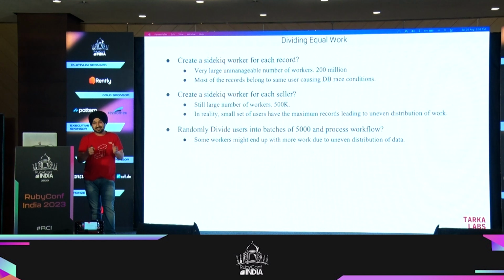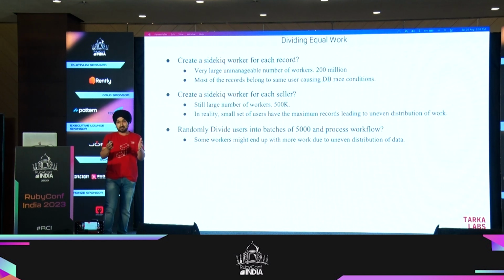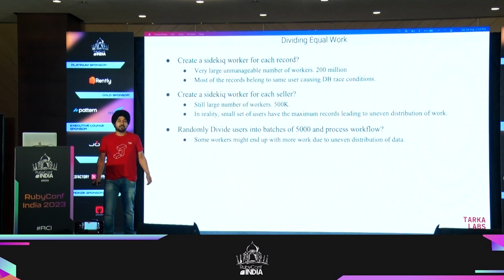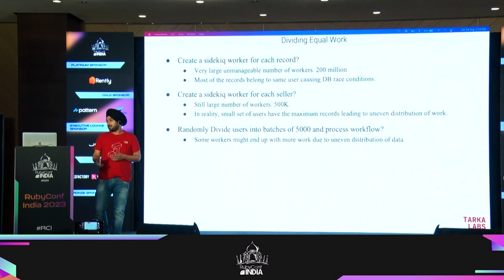Then the third piece was, okay, let's not create many workers. We'll keep the number of workers low. Let's just divide workers randomly. Now, the problem with this was, again, uneven distribution of data. We still might get into a situation where we have the topmost users in a single batch and all the others in different batches, which will still not work pretty well.